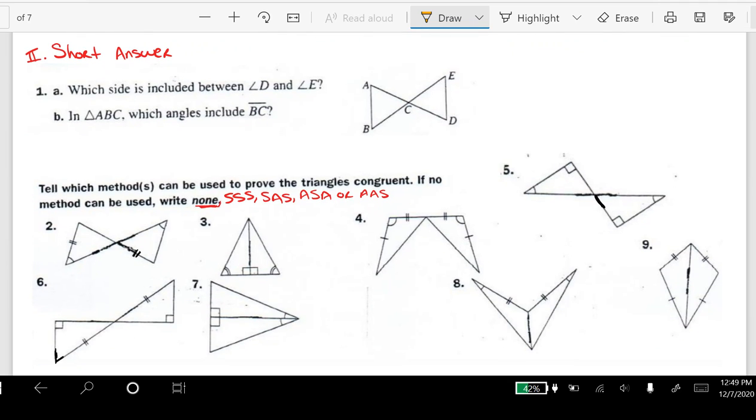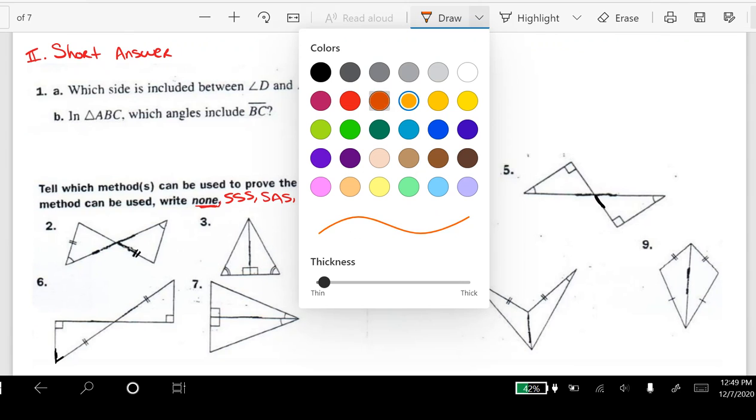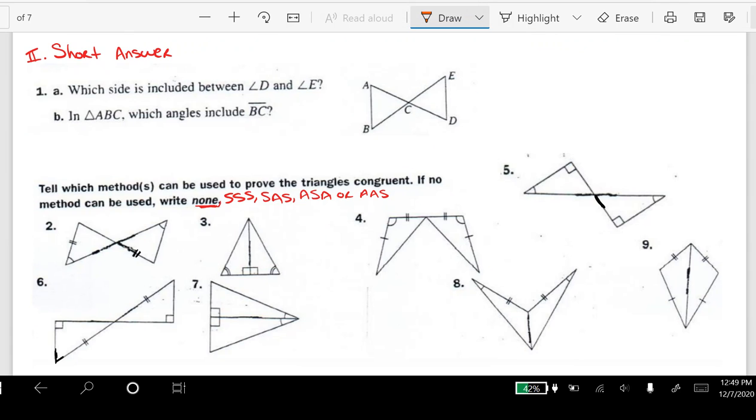Part 2 has some short answers. It says which side is included between angle D and angle E. So here's angle D. Here's angle E. The side that's included between them would be this side here, DE. Oops, I'm putting angles on. It will be this side here, DE. It's the side between. Between means like in the middle, basically.